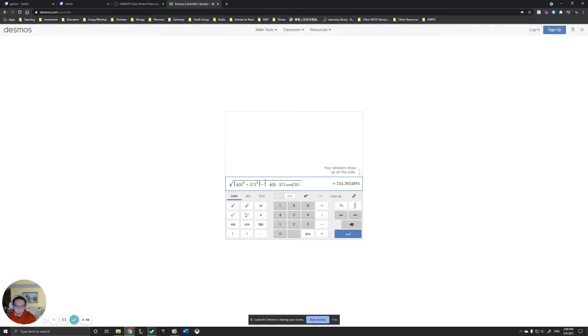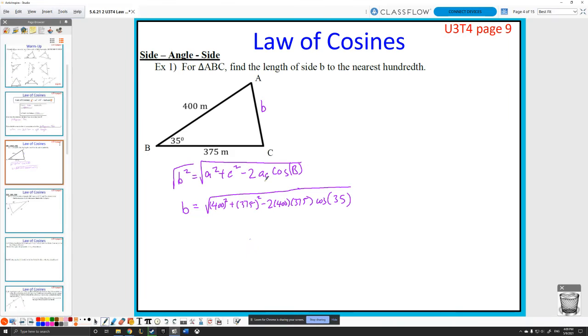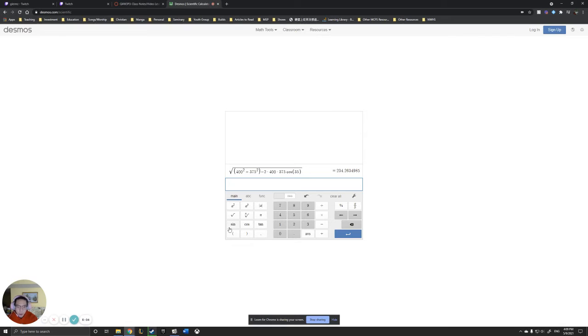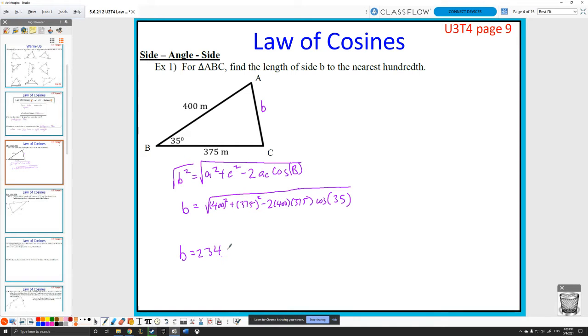Does it tell us to round to the nearest hundredth? So b is equal to 234.26. Now, they give us length, so make sure to have units in there.